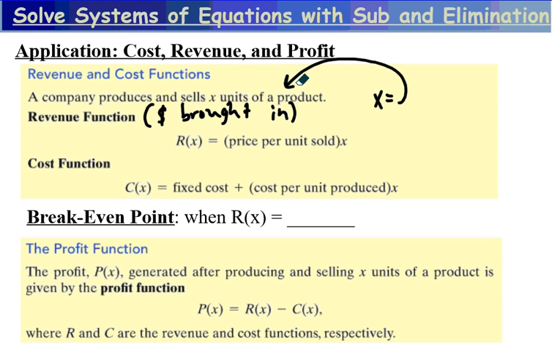Cost function is how much money we pay out. It's going to be the fixed cost, that's all like the overhead and the rent and all those types of things, utilities, plus how much it costs us to make each unit times our number of units. The break-even point is when revenue is equal to cost. It actually means we're making no money.